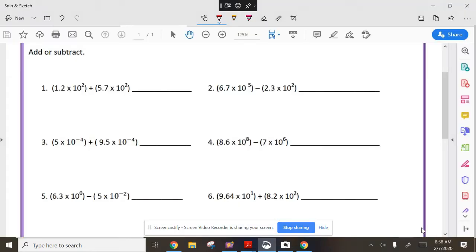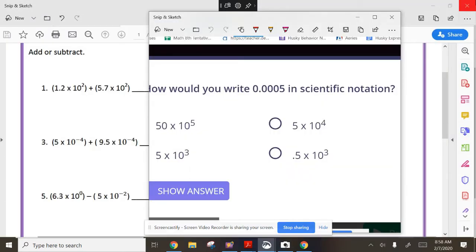So I'm going to go ahead and just take this. And if I was to do this problem, let me get this bigger.